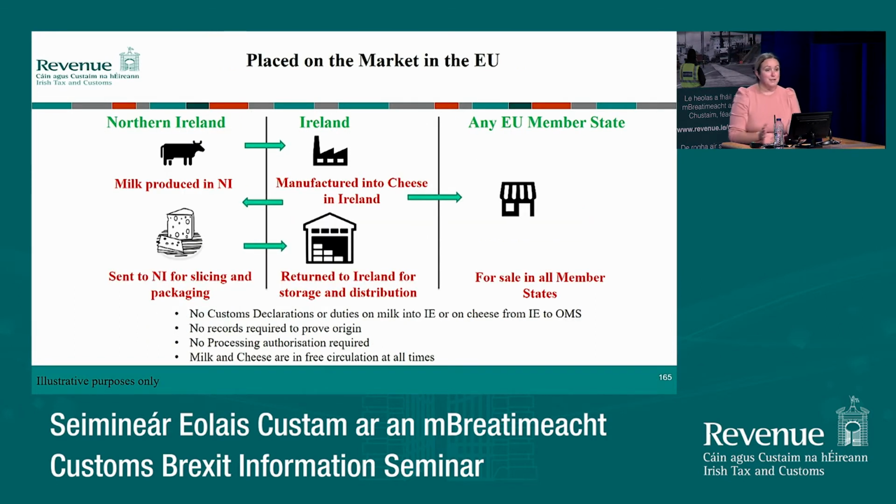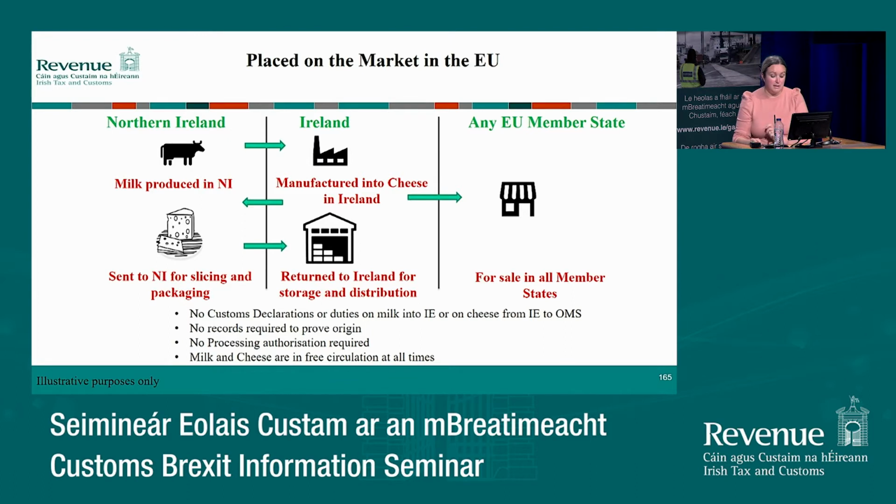So I know there's nothing simple about origin, but they were actually the simple, straightforward examples. In this example, we're going to look at a more complex supply chain because we understand that this is a bit more realistic of what happens on the island at the moment. So in this scenario, what you have is milk produced in Northern Ireland, manufactured into cheese in Ireland, sent back to Northern Ireland for slicing and packaging, and returned to Ireland for storage and distribution. So all of those elements are considered to be intra-community movements as they happen at the moment.